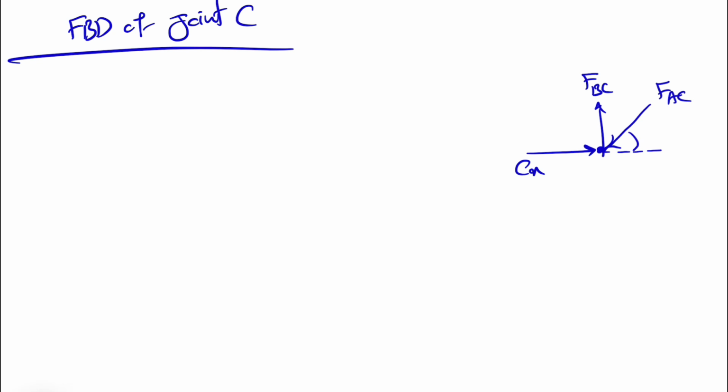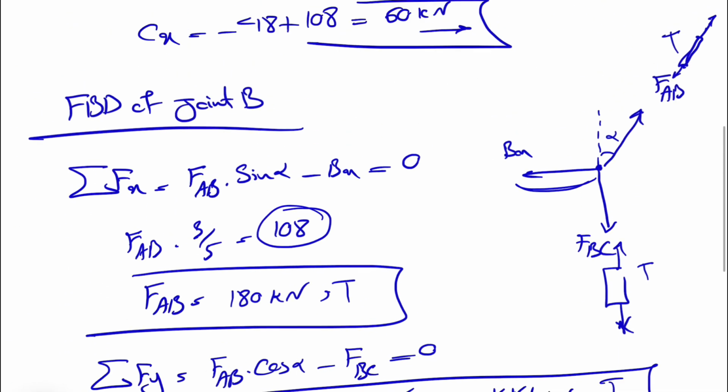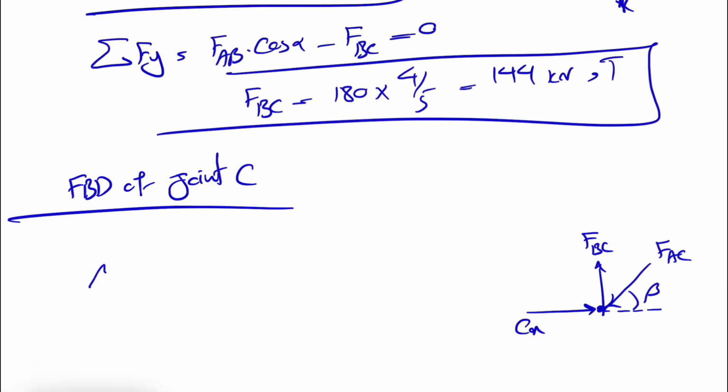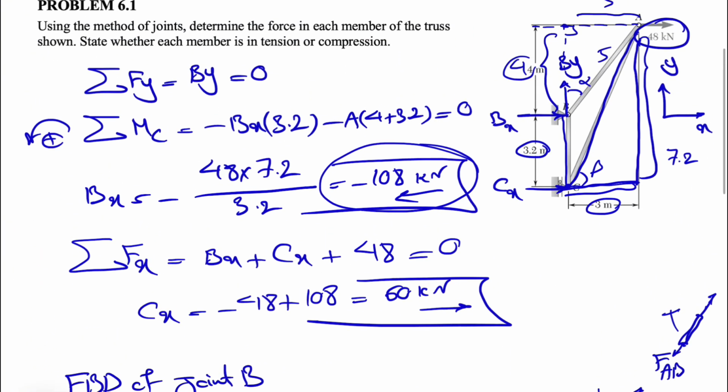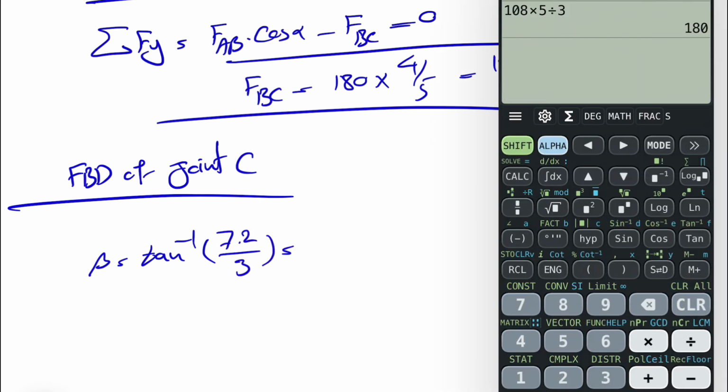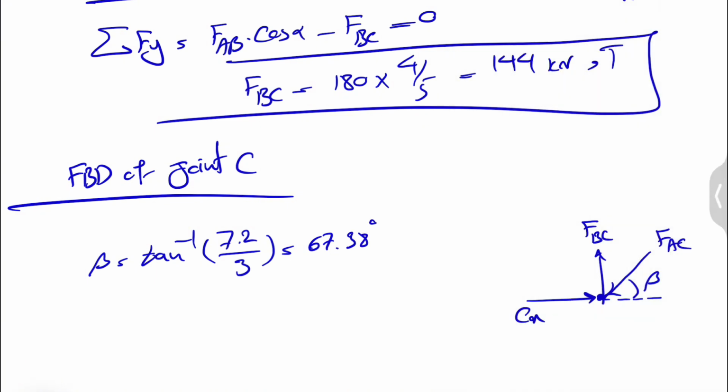So, well, FAC, and we can do the same thing. We can call this angle here, maybe this time beta, which would be this angle here. So if we look at this right triangle here, the base is 3, the other side is 7.2. So here our beta would be the tangent inverse of the opposite, which is 7.2 over 3. So this is going to give us tangent inverse of 7.2 divided by 3, which is going to be 67.38 degrees.